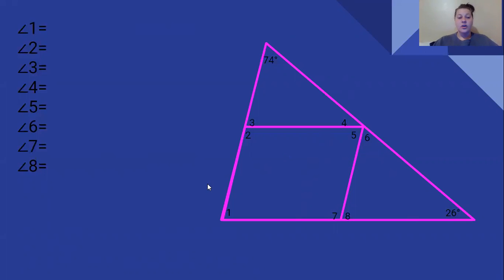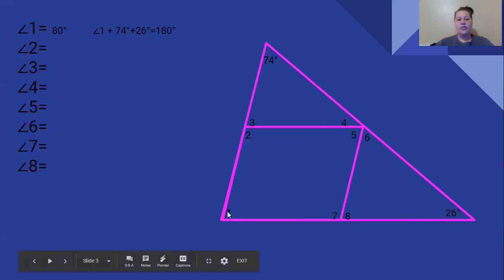It's pretty much the same as what we did before. So what we're going to do is look at the bigger triangle right here. These 3 points right here. We're not going to worry about these angles right here inside just yet. We're going to do 74 degrees, 26 degrees, and angle 1. That's where we're going to start, with angle 1. And again, we're going to add them all to 180. We're going to subtract 74 from 180 and then 26 from that. And we're going to get 80 degrees. So angle 1 is 80 degrees.